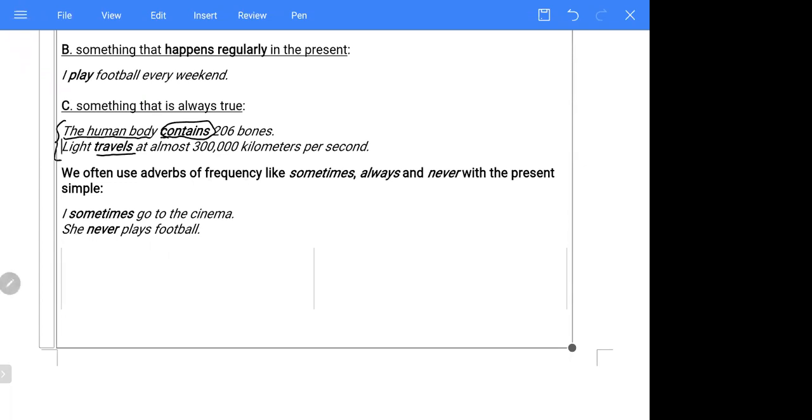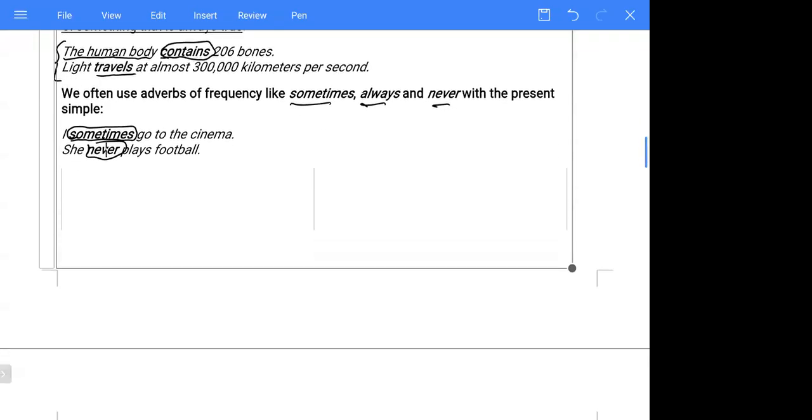We often use adverbs of frequency like sometimes, always, never in the simple present tense, especially when we talk about repeated or habitual action. I sometimes go to the cinema. How often do you go to the cinema? Sometimes. She never plays football. How often does she play football? Never. So these are the two examples.